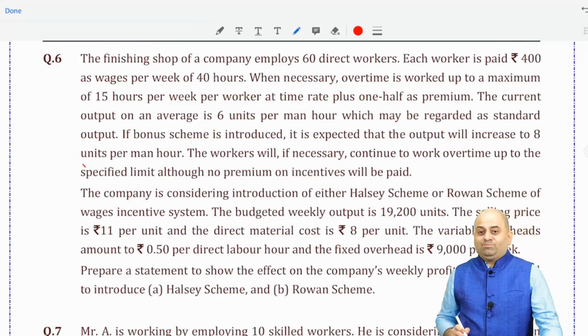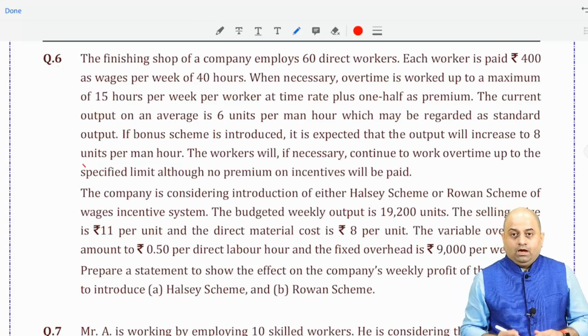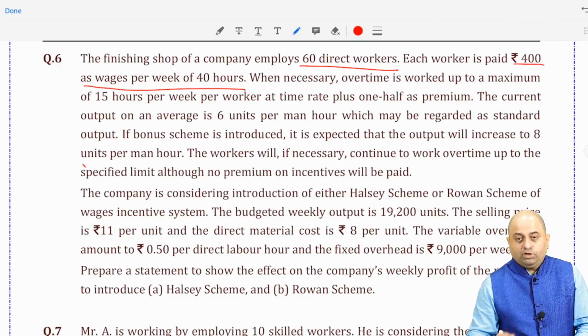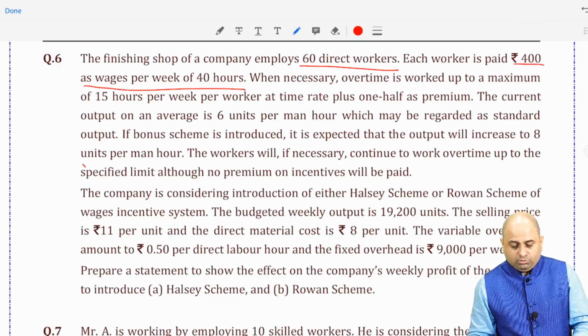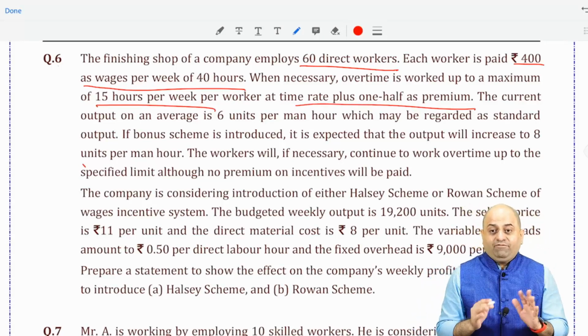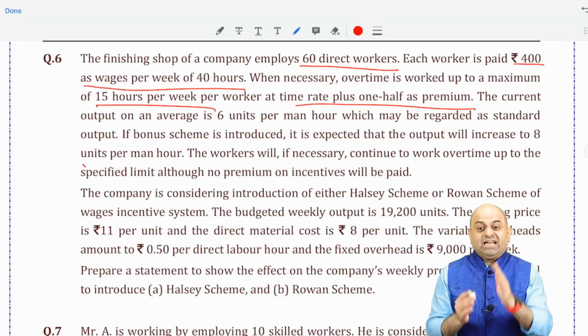Let us discuss question number 6 now. See, multiple details were given in question number 6, like for example, 60 direct workers, 400 as wages per week of 40 hours. Overtime is worked up to a maximum of 15 hours per week per worker at time rate plus 1/2 as premium. Don't worry, 1/2 is not something else, it's just half.